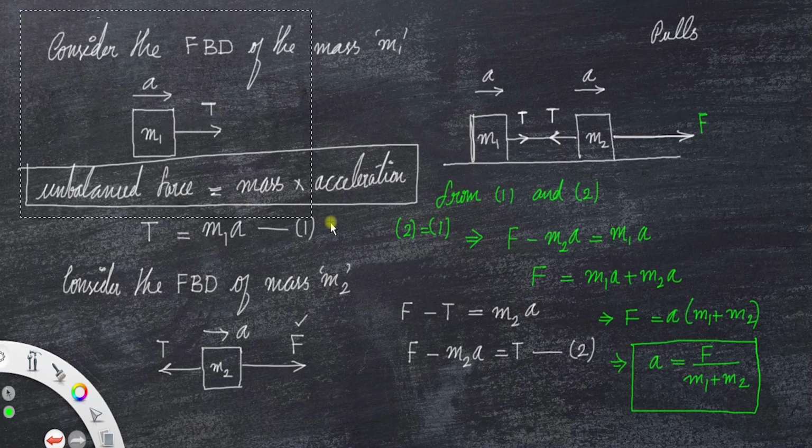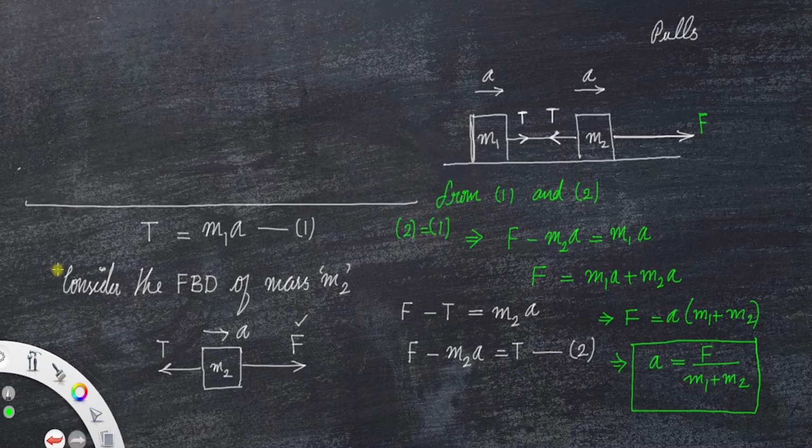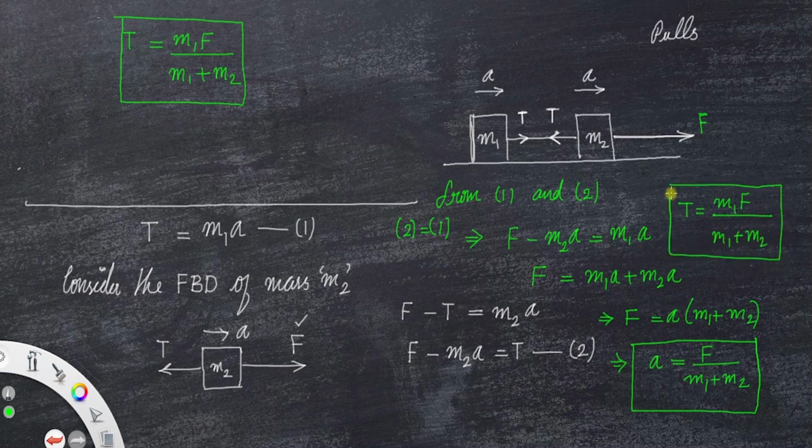You can put the value of acceleration in equation 1. That is, in this equation, if you put this value, we have T is equal to m1 into A. Instead of A, you can write F divided by m1 plus m2. Clear? So we have acceleration A is equal to F by m1 plus m2 and tension T is equal to m1F by m1 plus m2. Let me write it here so that we can do a problem.